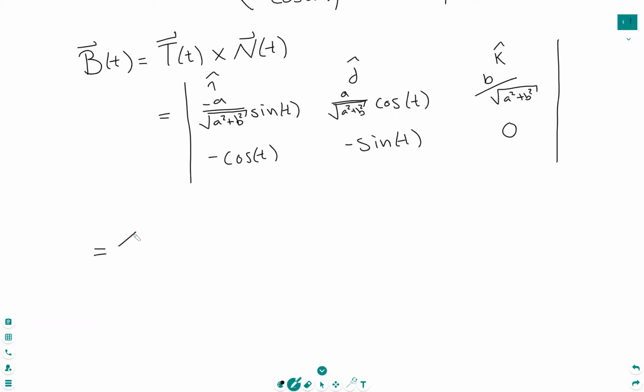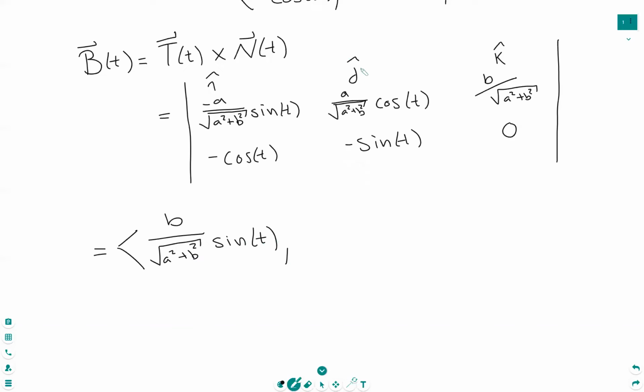This is equal to, so let's look at our x component. Our x component will be the determinant of this block right here. So we have 0 times this quantity, so we don't even really care what this is, 0 times that. And then we're subtracting our b over square root of a squared plus b squared times our negative sine. And remember, we're subtracting that quantity. So we'll get b over the square root of a squared plus b squared sine of t.